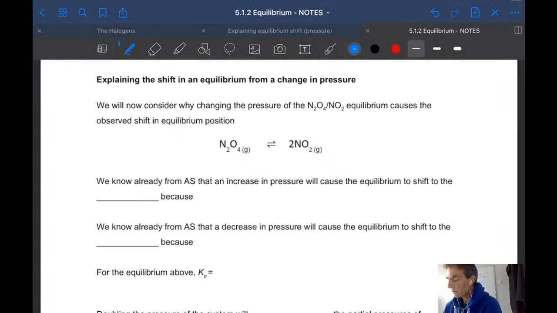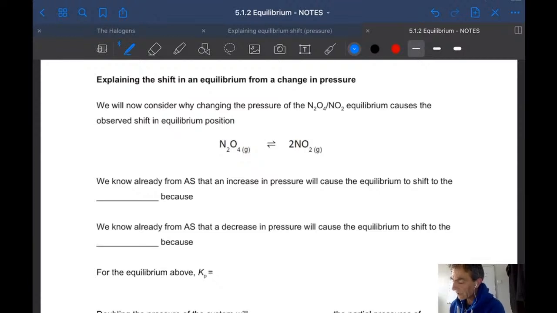Right, okay. Explaining the shift in an equilibrium from a change in pressure now. So we're doing this in terms of the equilibrium constant, not in terms of Le Chatelier's principle. But you could always use Le Chatelier's principle to get it into your head which way the equilibrium is going to shift. So we're now going to consider why changing the pressure of the N2O4/NO2 equilibrium causes the observed shift in equilibrium position. Right, so there's the equilibrium.